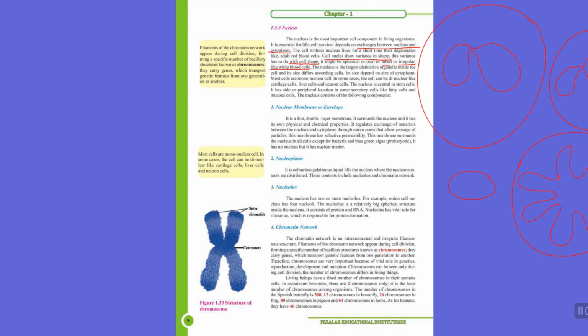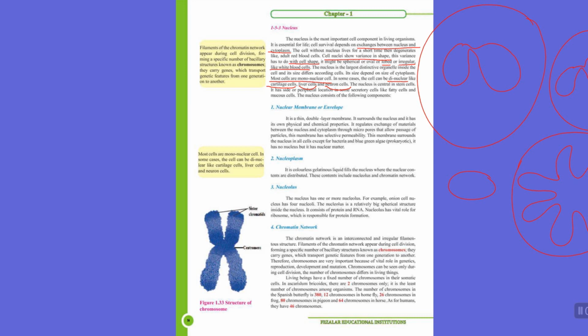Size differs according to the cells. Its size depends on the size of the cytoplasm, meaning a bigger cell has more cytoplasm and a bigger nucleus. Most cells are mononuclear, and mainly one cell has only one nucleus. In some cases, the cell can be multinucleated, meaning it has more than one nucleus, like cartilage cells, liver cells, and neuron cells. My friend, you can tell also there are skeletal muscle cells with more than one nucleus.